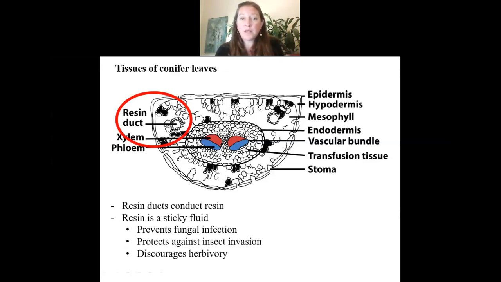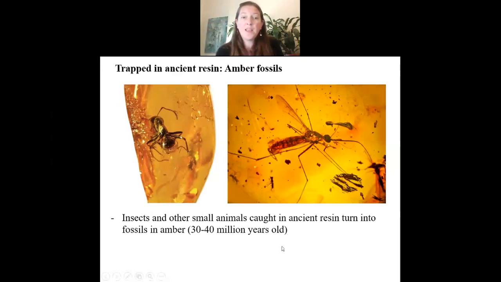Some conifers make resin. It helps them stay healthy. It helps prevent fungal infection. It helps prevent insects from getting inside, and insects and other animals don't really want to eat something that has resin inside of it. This is what I was talking about before, though. So amber is ancient resin that has dried over evolutionary and geological time to be almost a hard rock.